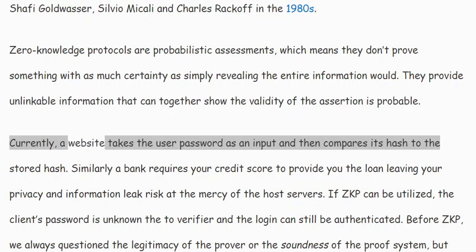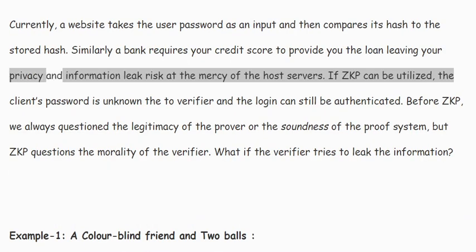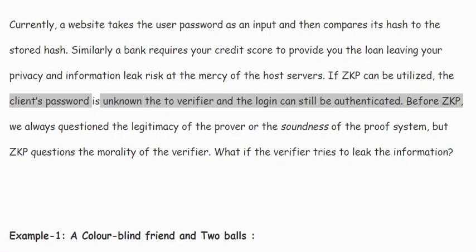Currently, a website takes the user password as an input and then compares its hash to the stored hash. Similarly, a bank requires your credit score to provide you the loan, leaving your privacy and information leak risk at the mercy of the host servers. If ZKP can be utilized, the client's password is unknown, the TOE verifier and the login can still be authenticated.